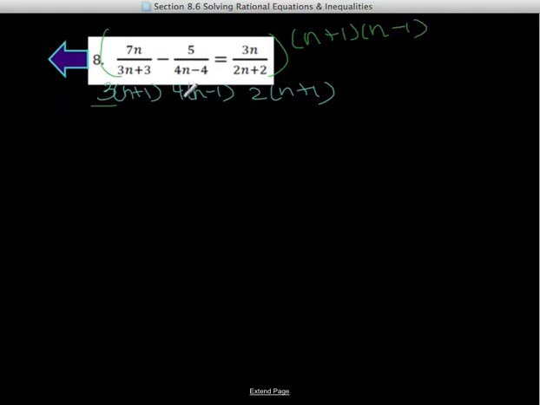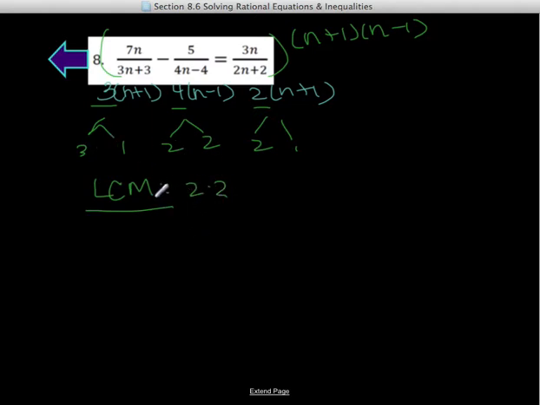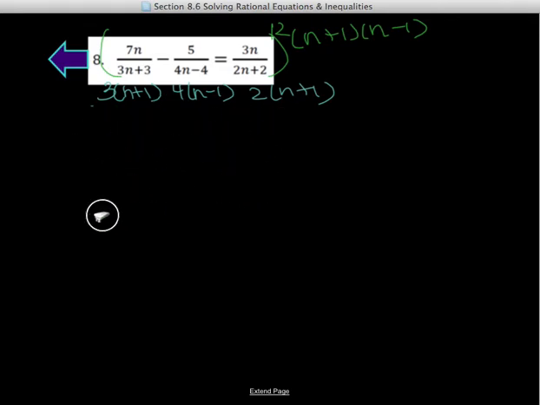Now we need to decide what number 3, 4, and 2 all go into. Well, if you don't know, we can break it down. This is 3 and 1, this is 2 and 2, and this is 2 and 1. So my least common denominator would include 2 times 2, the highest number of each factor, and then a 3. Well, that's 12. Or you could have thought, well, I know that 3, 4, and 2 all go into 12. So that is my least common denominator. Now I'm going to go ahead and distribute.